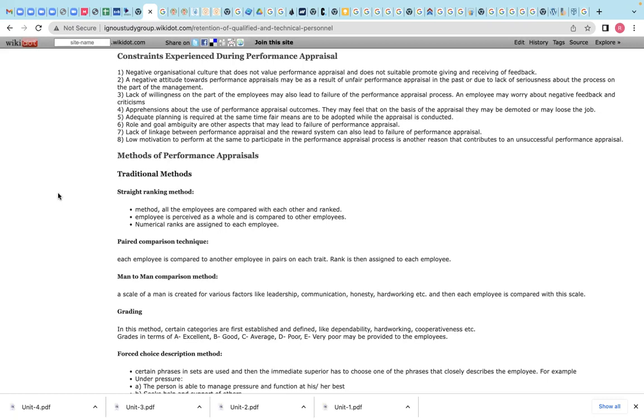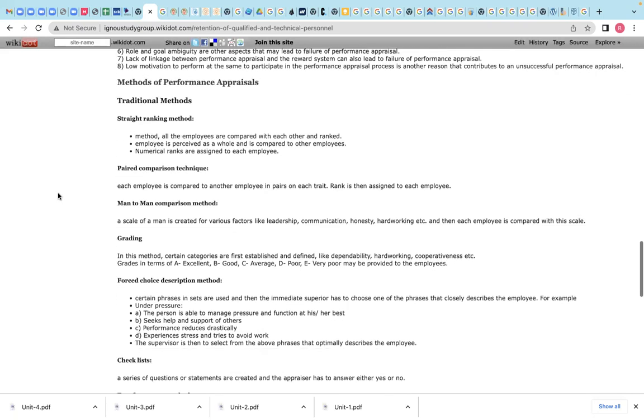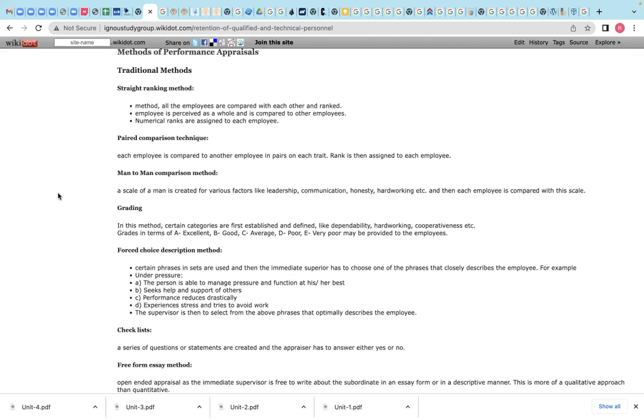So overall, motivation to perform. Basically, I don't have motivation to perform. I know my performance is bad, so obviously I would not want to participate in performance appraisal, right? So these are some of the constraints. Next, methods. This is going to be an important section. There are two types of methods. One is the traditional method, the other is the modern method.